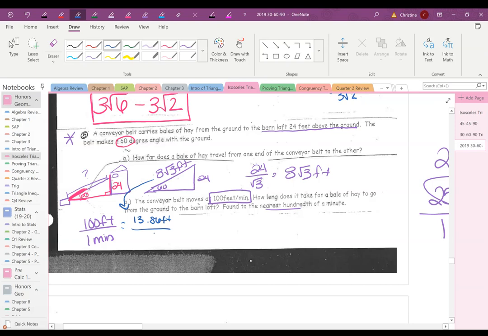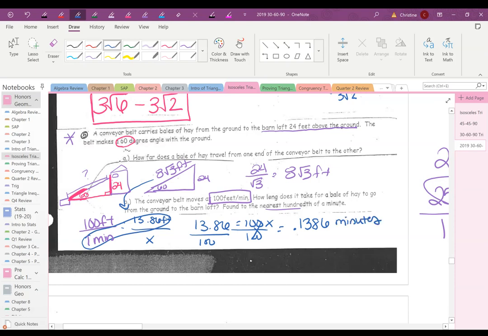So I'm trying to figure out how long it would take. So I'm going to cross multiply. That's just 13.86 equals 100x. And then I'm going to divide by 100, which is going to be 0.1386. All right, it's going to get crazy. 0.1386 minutes.